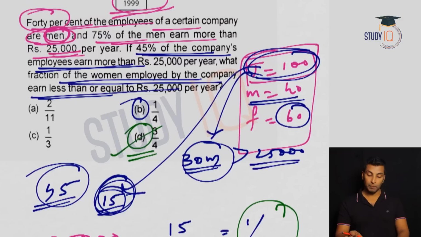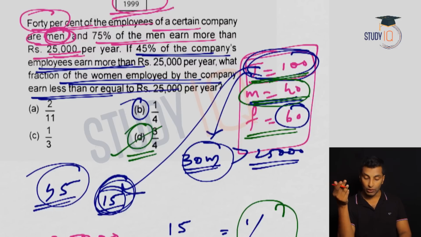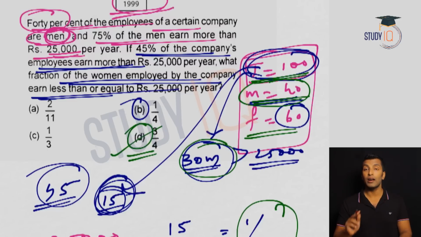See, what we did is, for this kind of question we need to assume first that the total population is 100, and we understood that male is 40 and female is 60, or men and women. Now, out of this 40, what we know is 75% earn more than 25,000, and we understood that 30 men earn more than 25,000, and we know 45% of the employees earn more than 25,000.